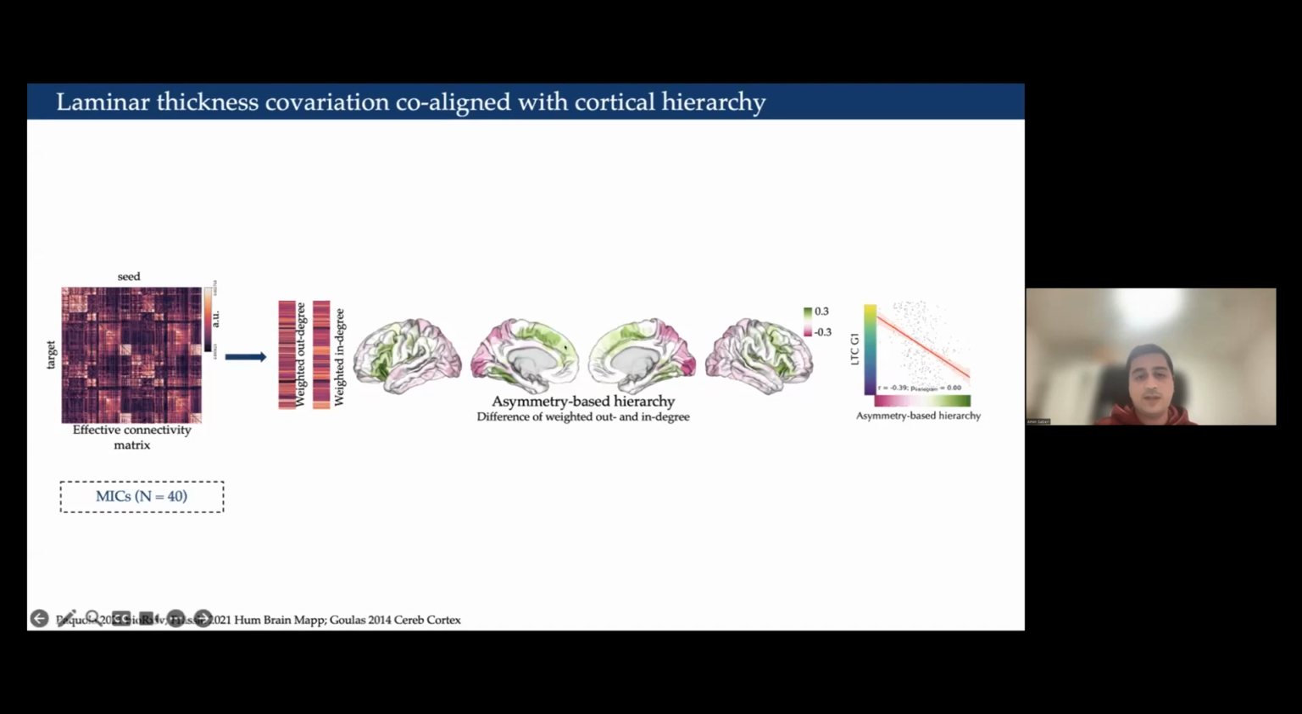Generally, in this map, regions that tend to have stronger outgoing connections rather than incoming connections have a higher hierarchical position. And again, we see that in this human asymmetry-based hierarchy map, there is a relatively high correlation with the main axis of laminar thickness covariation, again showing that the more infragranular dominant regions tend to have a higher hierarchy.